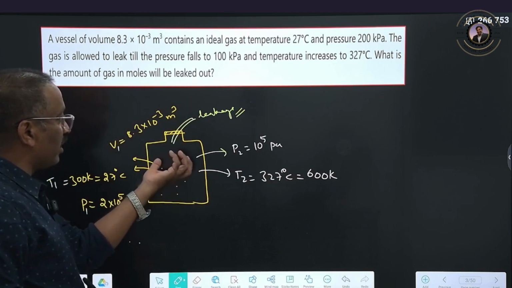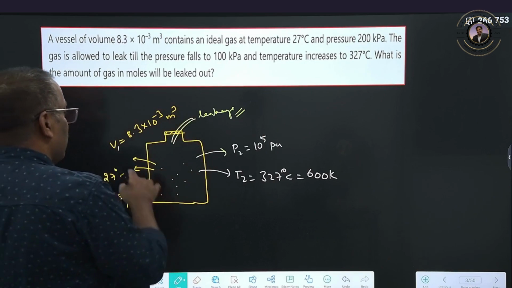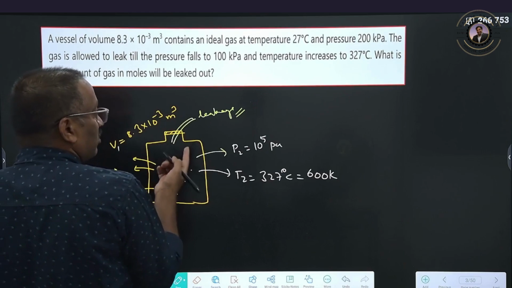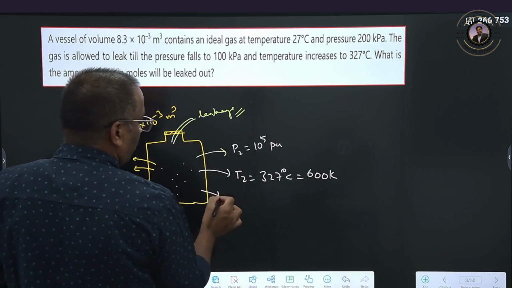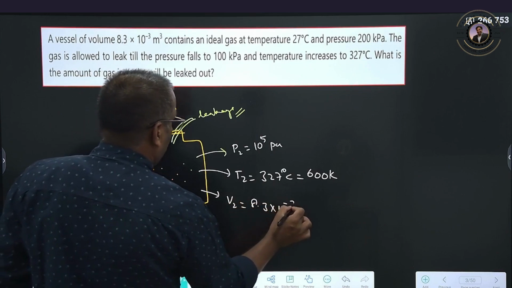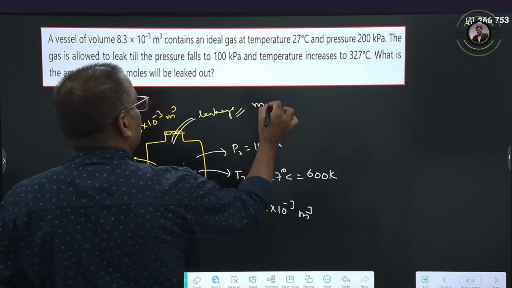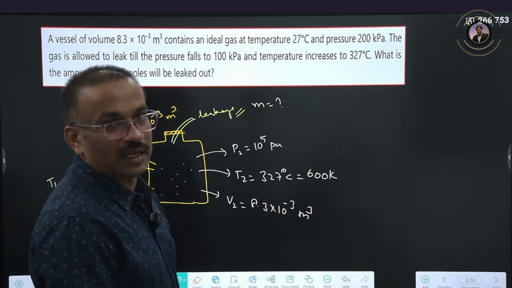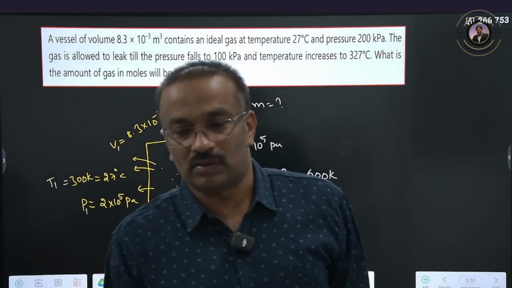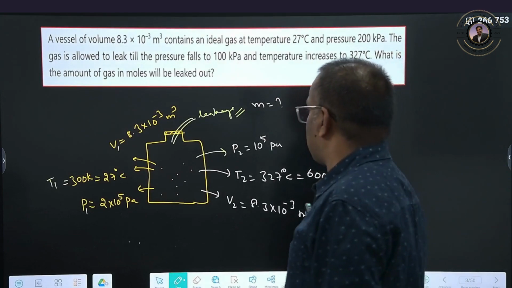Can you tell me how much volume is there initially? Finally, the volume will be the same, because the gas occupies the volume of the container. Therefore V2 is also 8.3 × 10^-3 meter cube. Now we have to calculate how much mass of the gas leaked, that is, how many moles. You can calculate it like that. So simple.